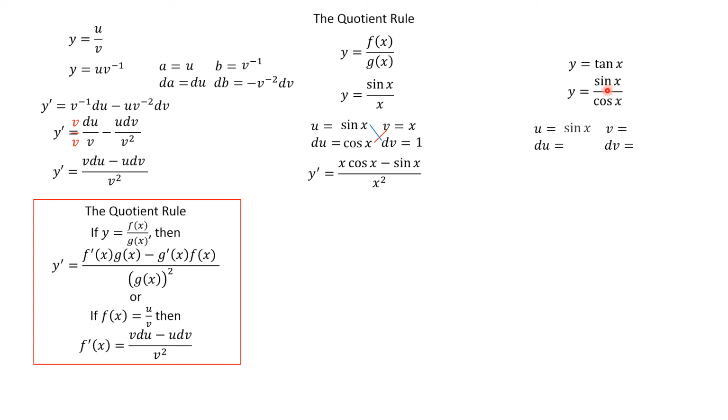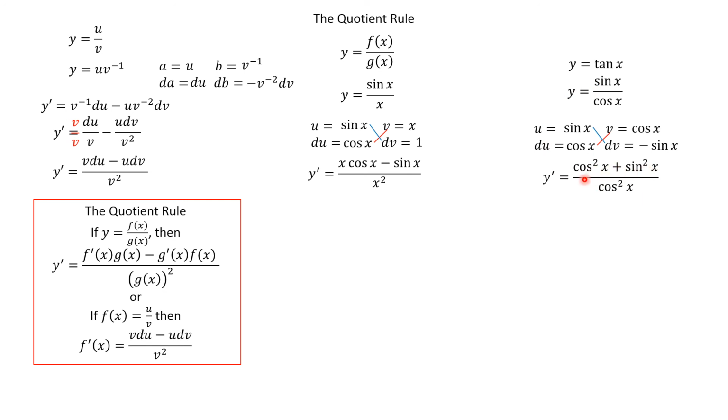So we can get our u's and v's. The u is sine x. The v is cosine x. The derivative of sine is cosine. Derivative of cosine is negative sine. You can multiply. Cosine times cosine is cosine squared minus negative, so it'll be plus sine squared all over cosine squared. Well, I remember the derivative of tangent is secant squared. This isn't secant squared yet.